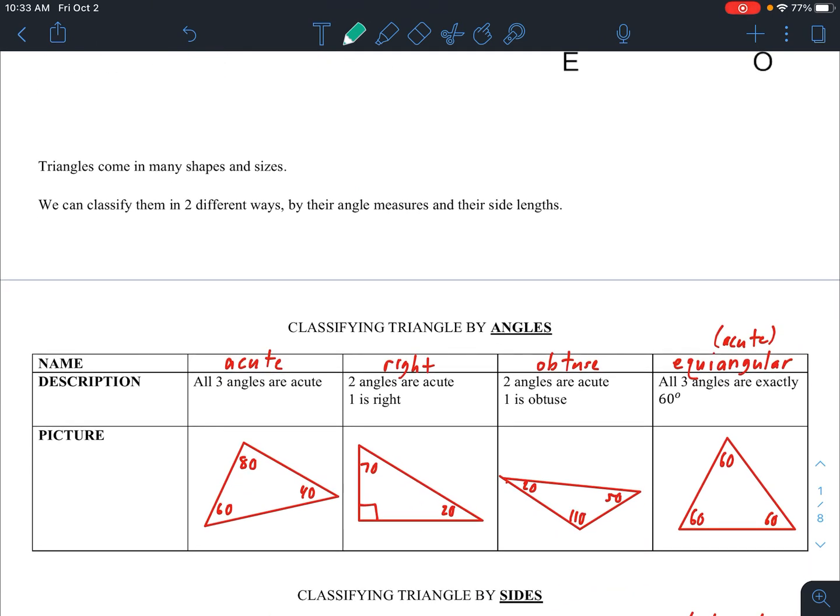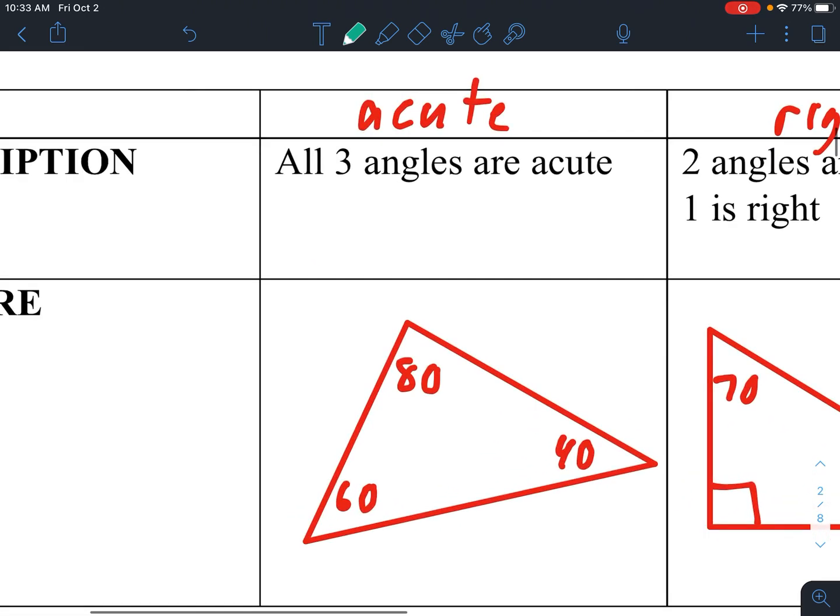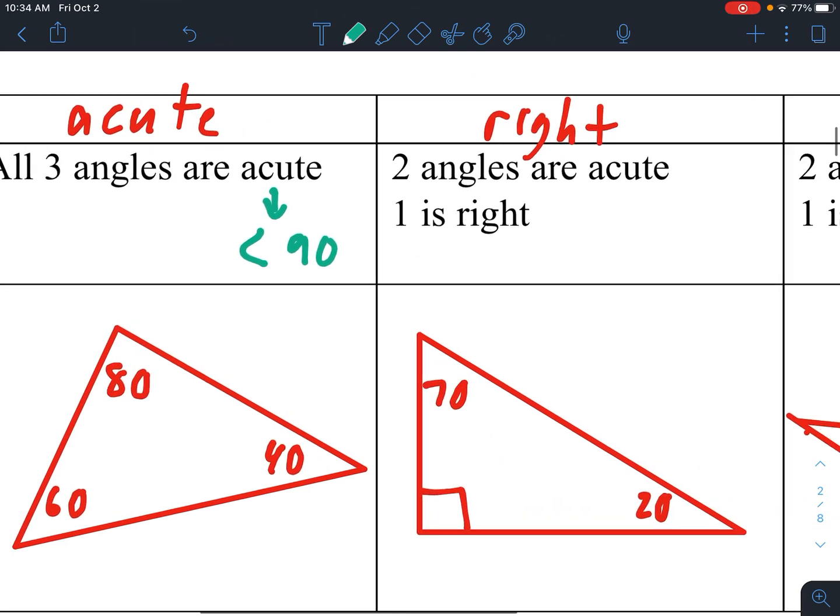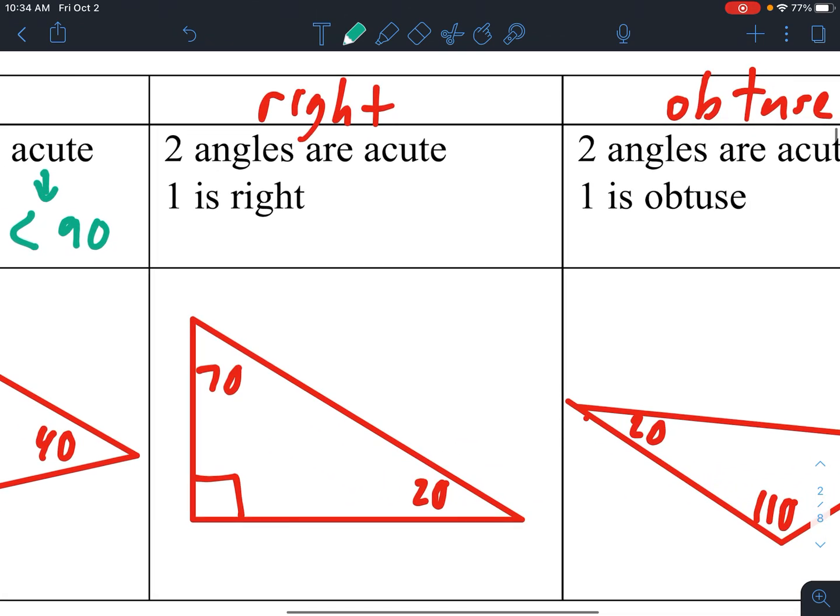If you want to pause the video and copy this down, you're welcome to do so. To classify triangles by angles, there are 4 options. It can be an acute triangle, where all 3 angles are acute, and you have an example below. That means all 3 angles, remember, are less than 90 degrees. It could be a right triangle, where 2 of them are less than 90 degrees, but one's a right angle, so it equals 90 degrees.